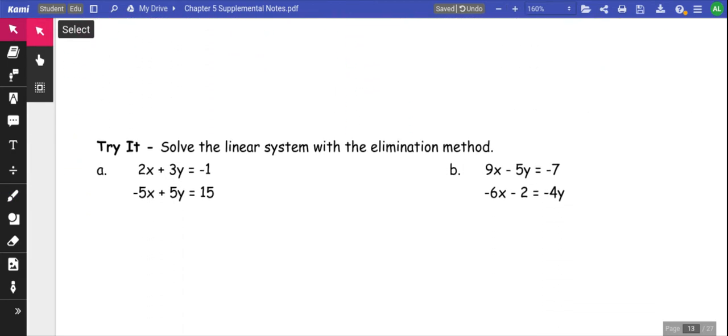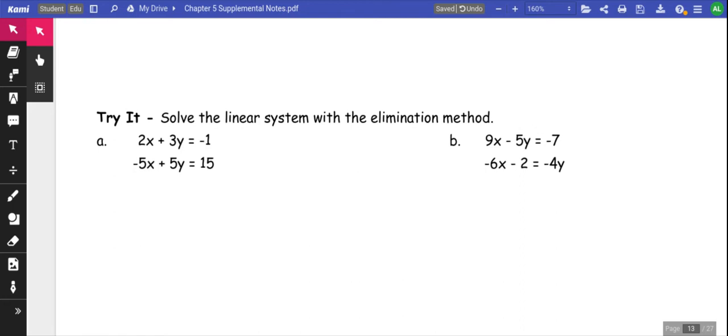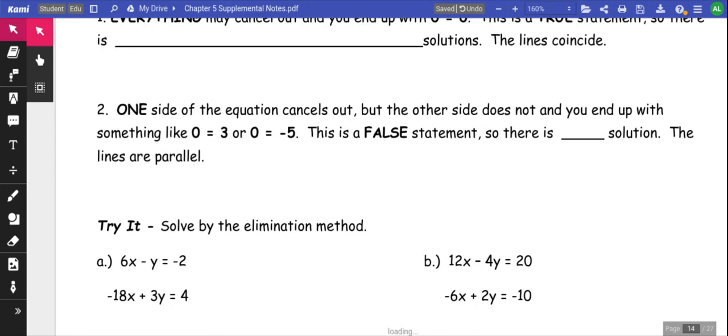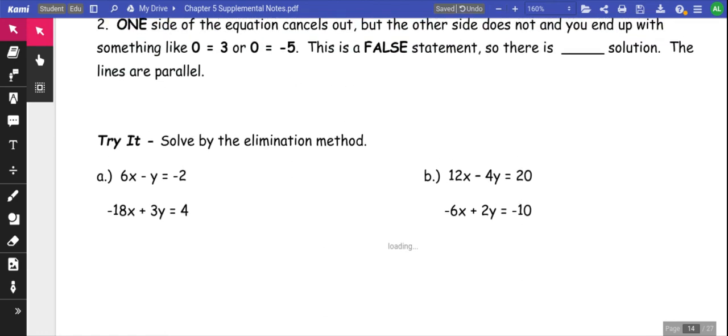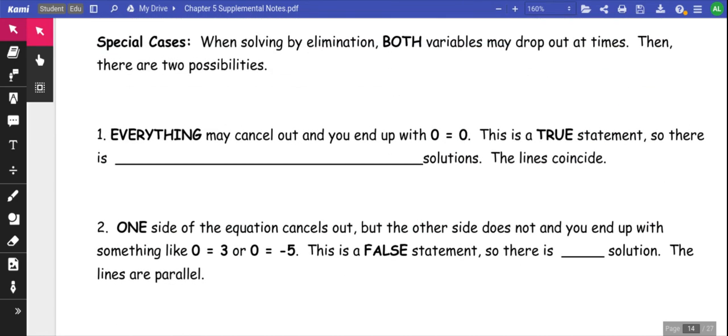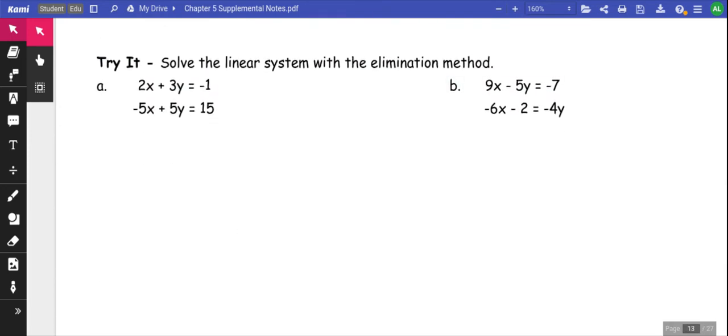I'm going to show one more example, right? Because I think these are really tough for some people. There's more special cases for this one, but I'm not going to do special cases again. It's the same as what we just looked at. Okay, same idea. If everything cancels out and you have a true statement, it's infinitely many. If it cancels out and you get a false statement, then you end up with no solution. So I'm going to look at just one more where we have to multiply both of these equations.